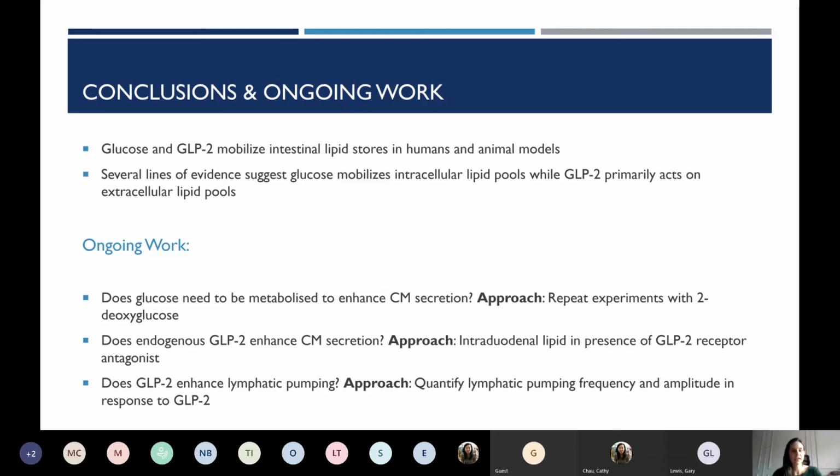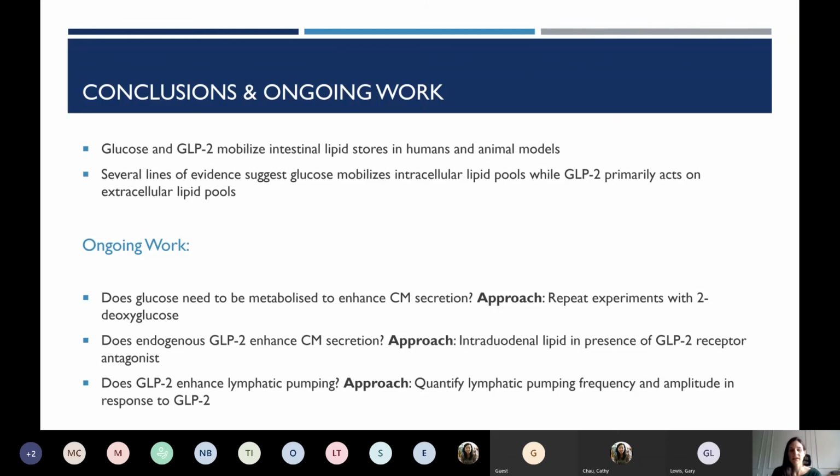So what we're trying to look at is, does glucose need to be metabolized to enhance chylomicron secretion? So our approach to this is to repeat those surgical model experiments, but this time using 2-deoxyglucose. So this is a form of glucose that gets absorbed into the enterocyte, but it will not get further metabolized. So we can see what the role of glucose metabolism is in enhancing chylomicron secretion.